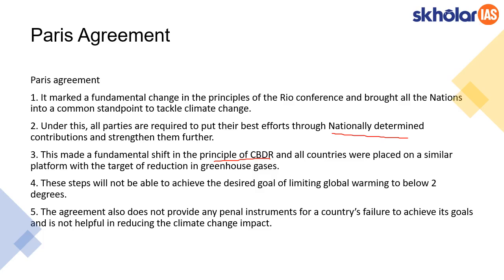The agreement also does not provide any penal instruments. Even if you are giving voluntary contributions, there has to be some sort of penalty that the country has to pay so that they don't miss out on their own targets. But no such thing has been put in place. This also affects the Paris Agreement's efficiency. So overall, the Paris Agreement as an agreement to control global warming is ineffective.